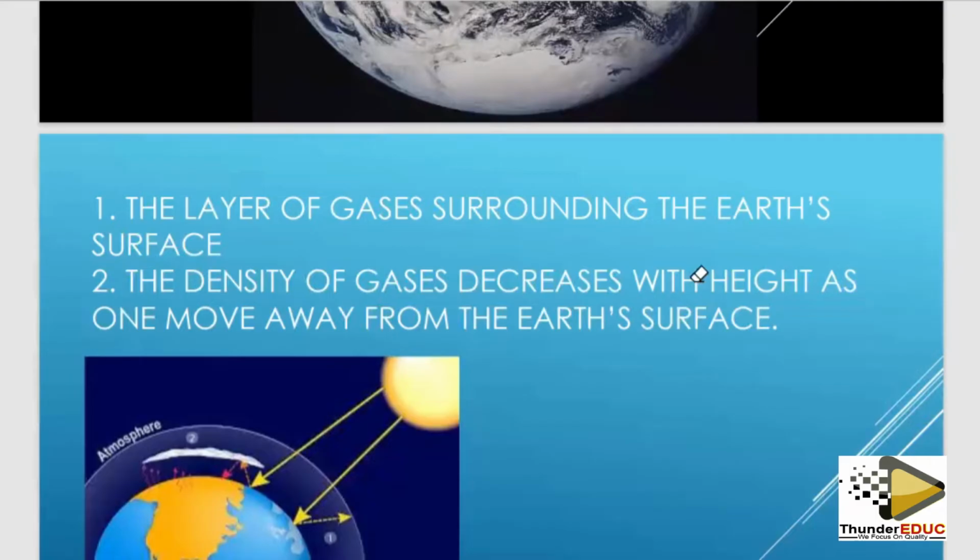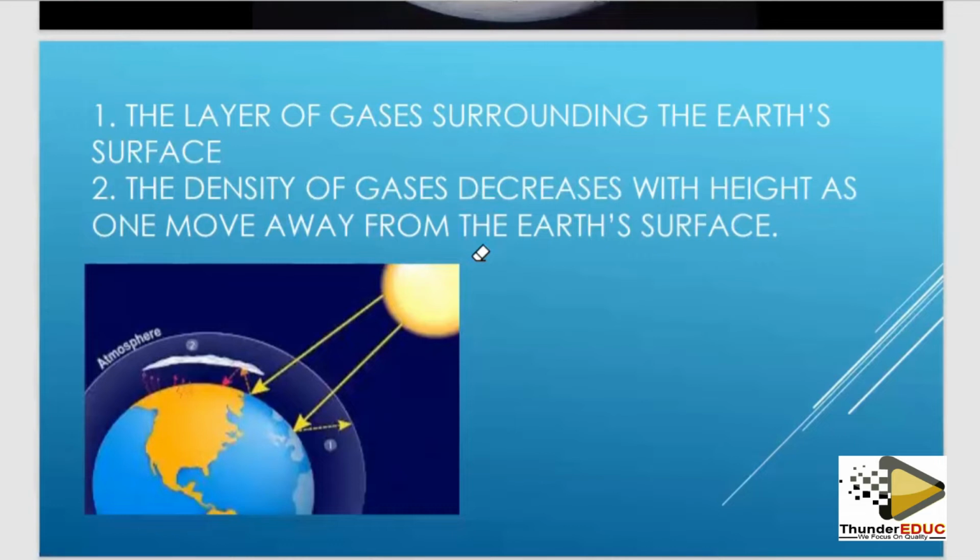Right. And we also noted that the density of gases decreases with height as one moves away from the Earth's surface. Meaning to say that the gases in the upper atmosphere are less dense than the particles of gas which are closer to the Earth's surface. It implies that less dense material tends to suspend in the upper atmosphere, while denser material tends to accumulate close to the Earth's surface.